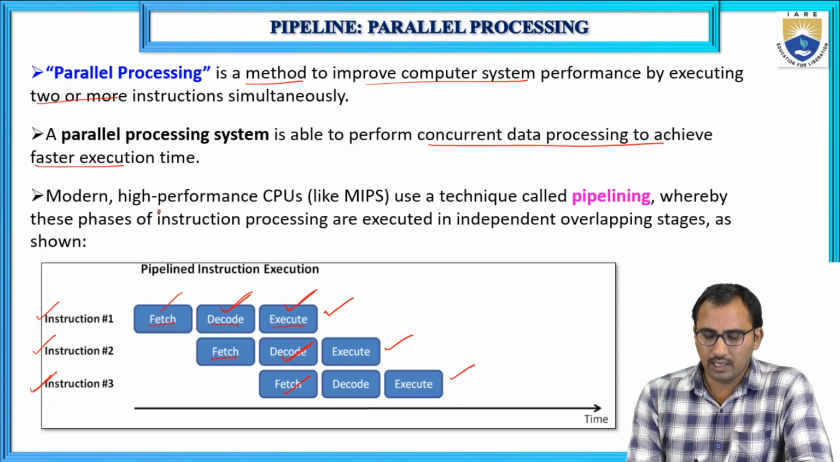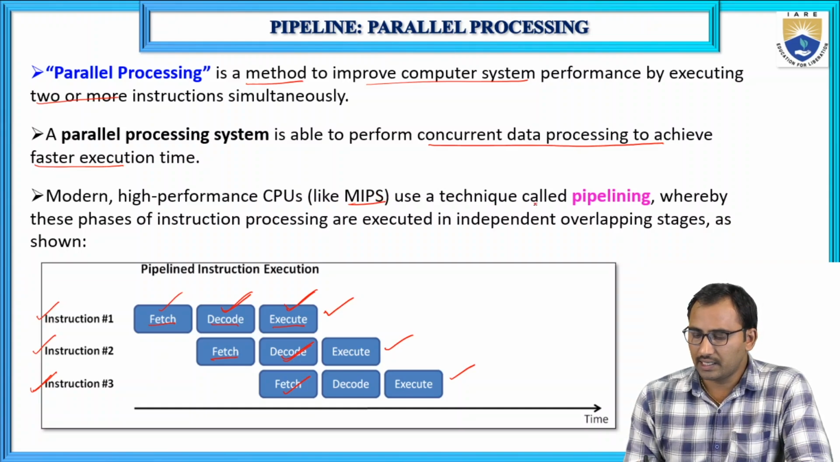Modern high performance CPUs, like MIPS, million instructions per second, use a technique called the pipelining technique. Nowadays in high performance computers, we are using this method called the pipelining concept, whereby these phases of the instruction processing are executed in independent overlapping stages, as shown.